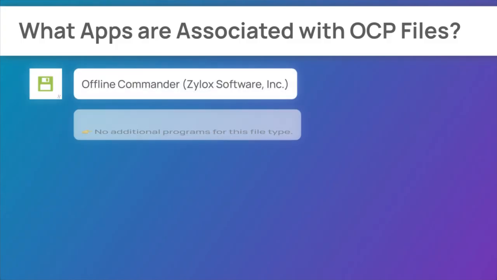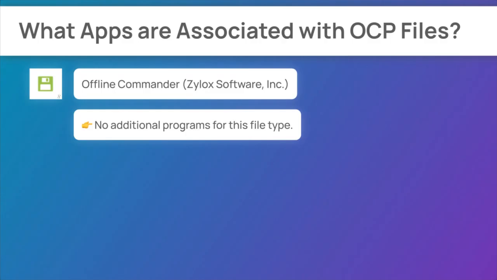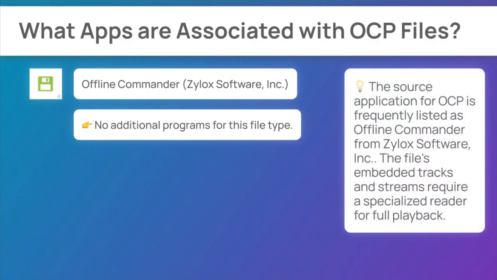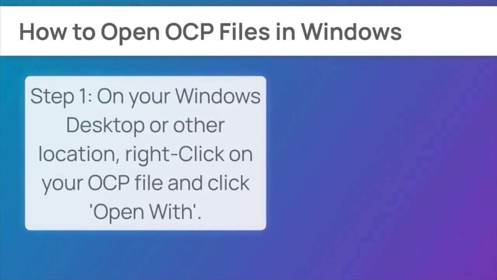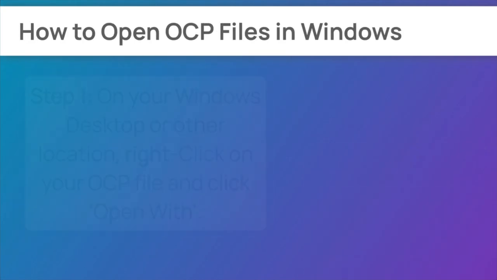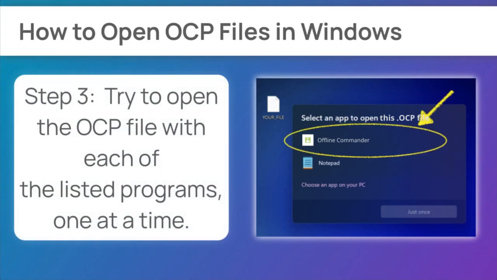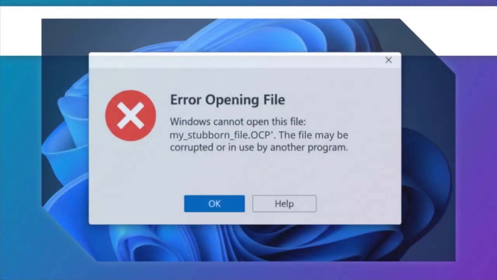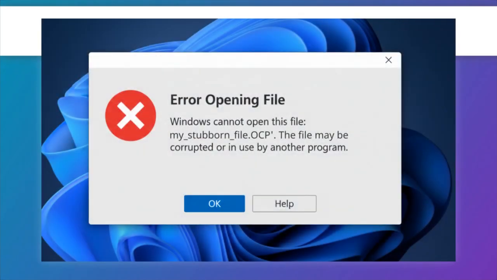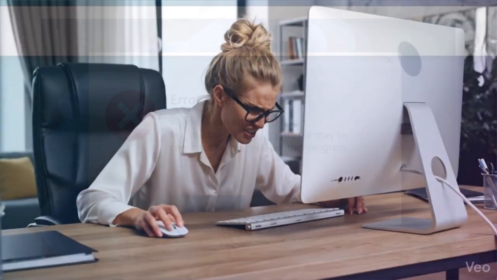The anticipated software for loading OCP is Offline Commander, created by Zylox Software, Inc. The file's embedded tracks and streams require a specialized reader for full playback. Windows displays only foundational metadata, so analyzing the content requires dedicated software. To open this specific OCP file, right-click your file and select Open With. If Offline Commander is available, use that first. If it's missing, choose another program. Don't worry if it takes a few tries. If the OCP file hasn't opened yet, take a breath. The specificity of the OCP format is likely what caused the error.